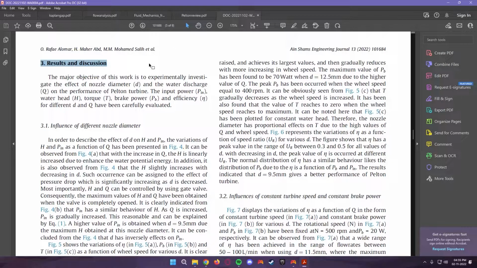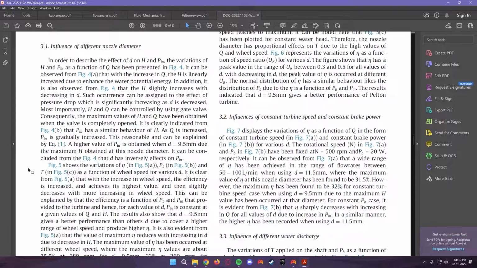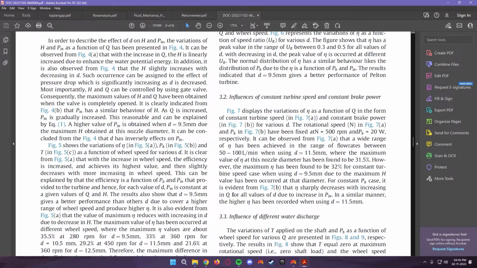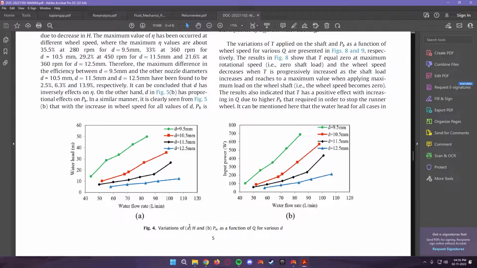Influence of different nozzles. In order to describe the effect of D on H and P, the variation of H and P is shown. These are the graphs of water flow rate in liters per minute: variation of H and P as a function of Q for varying D.